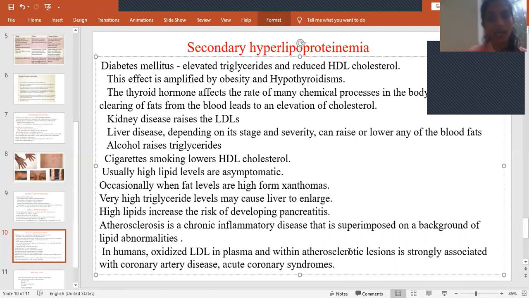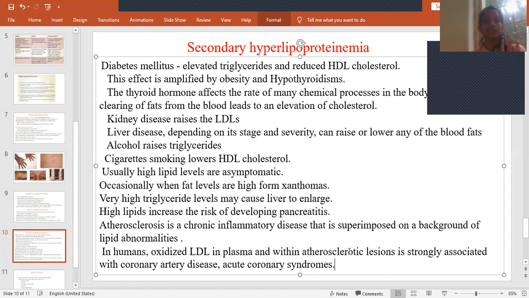So once again, I'll repeat the secondary hyperlipoproteinemias. In case of diabetes mellitus, there will be elevated triglycerides and reduced HDL cholesterol, and it will be amplified by hypothyroidism and obesity. What does hypothyroidism do? In hypothyroidism, there will not be proper clearance of fat from the blood. As a result, there will be elevation of cholesterol levels. Whereas in case of kidney disease, there will not be proper clearance of LDLs. As a result, serum LDLs will be raised.